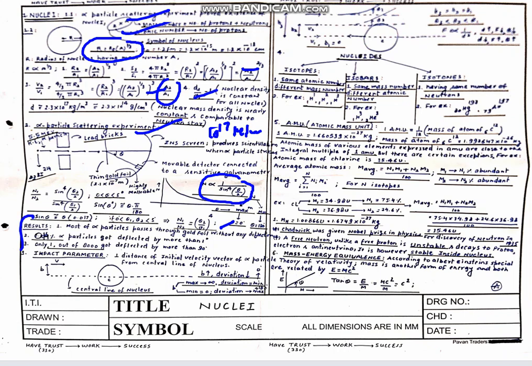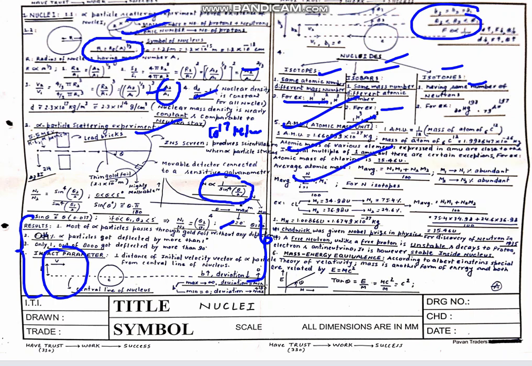Then we have some statistical facts about this experiment. Then we have the concept of impact parameter, and we came to know that the larger the impact parameter, the lesser will be the deviation, and vice versa. Then we studied nuclides, which are isotopes, isobars, isotones. Isotopes have the same atomic number, different mass number. Isobars have the same mass number, different atomic numbers. And isotones have the same number of neutrons. Then we studied about AMU, its value, and the average atomic mass of chlorine.